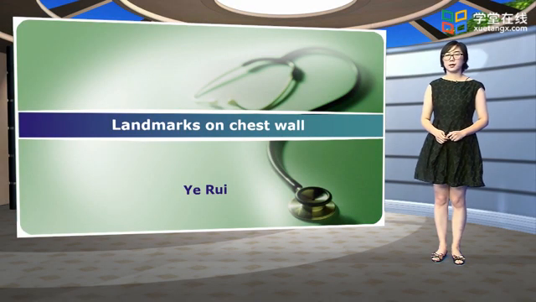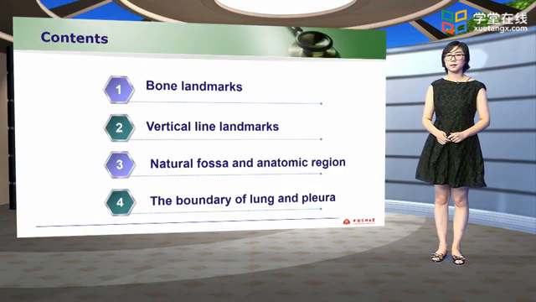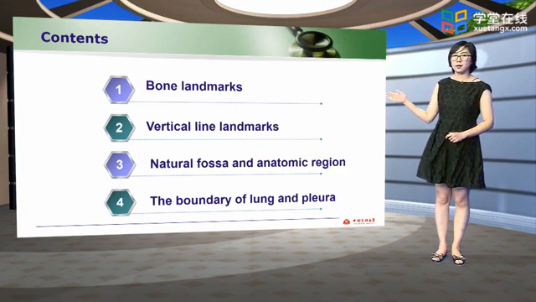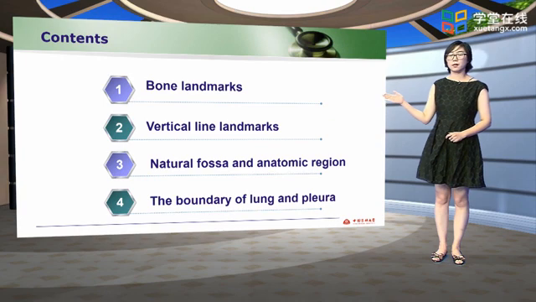Today, we'll learn landmarkers on chest wall. The contents of our class include 4 parts. The first one is bone landmarkers. The second one is vertical line landmarkers. The third one is natural fossa and anatomic region. And the last one is boundary of lung and pleura.